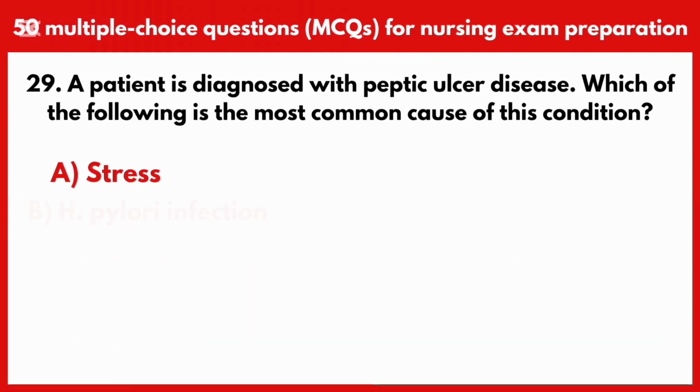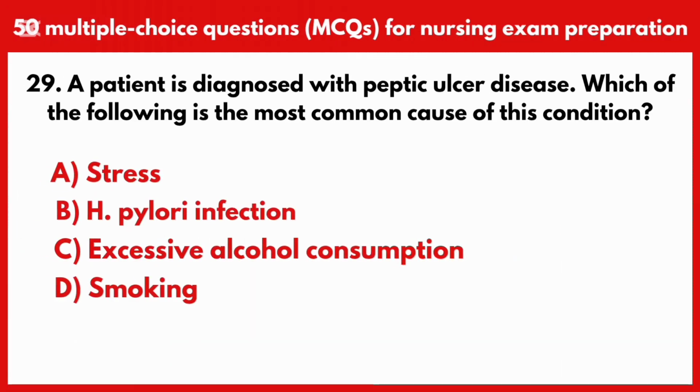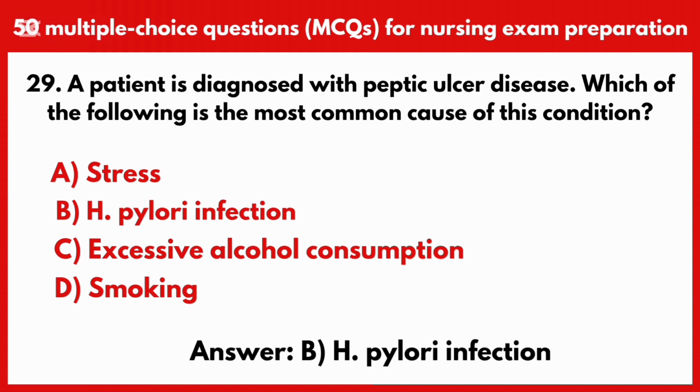A patient is diagnosed with peptic ulcer disease. Which of the following is the most common cause of this condition? Correct answer is option B.